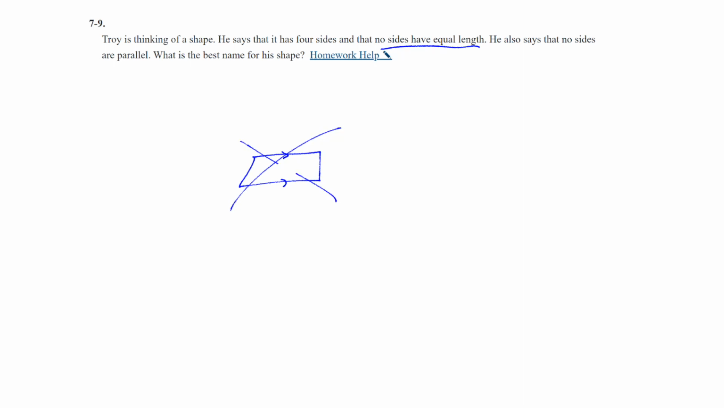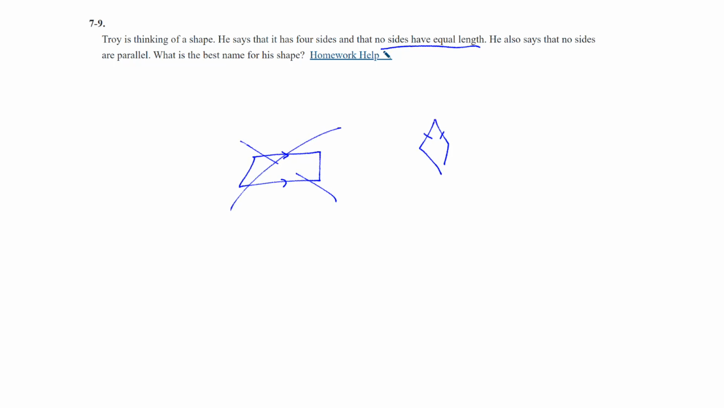You also, I guess, have potential for the kite. You could have thought maybe that one. Not the best drawing there, but remember that a kite will have equal sides. So no parallel sides, but you have the equal sides. So that's not going to work as well.